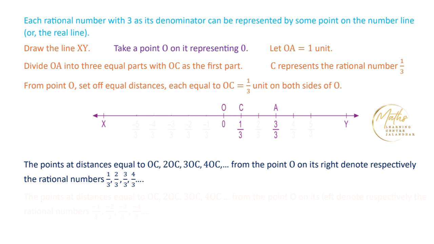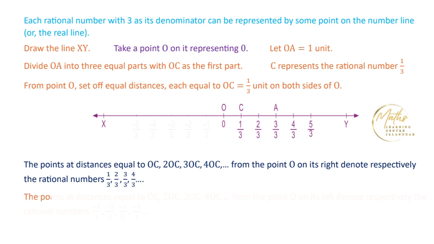And what these points are representing: this OC is 1 by 3. The next point will be 2 times 1 by 3, that is 2 by 3. Then 3 times 1 by 3 is 3 by 3. Then 4 times 1 by 3 is 4 by 3. Then 5 times 1 by 3 is 5 by 3.